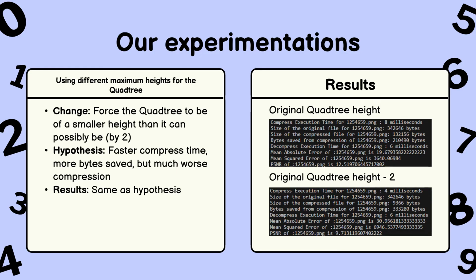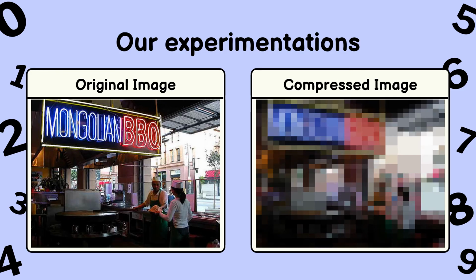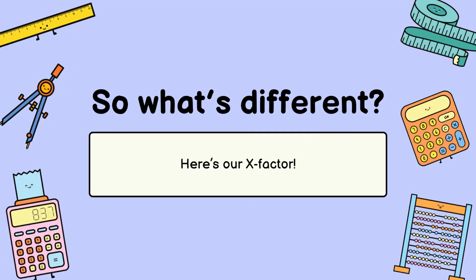Secondly, we forced the quadtree to be of a smaller height. We also hypothesized that there would be better compression size, but much worse compression in terms of MAE and MSE. This was indeed true, as seen from the results on the right. This time, the compression is visibly much worse. The quadtree cannot further subdivide into children nodes even if the pixels have a much different RGB value than its region. Here's our X factor!